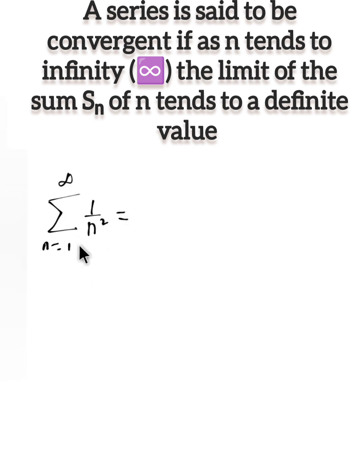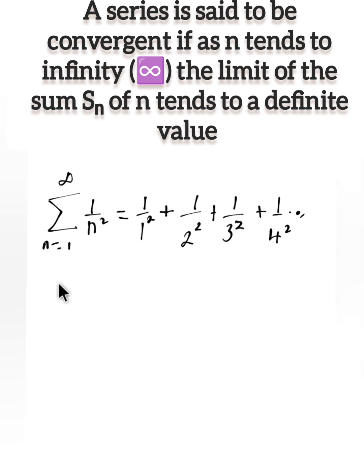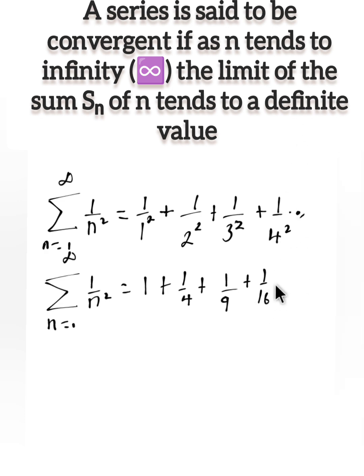Now if I were to express this series out, at n equals 1, this will be 1 over 1 squared, plus n equals 2, 1 over 2 squared, plus n equals 3, 1 over 3 squared, plus n equals 4, 1 over 4 squared, and it keeps on going to infinity. So the summation from n equals 1 to infinity of 1 over n squared is equal to 1 plus 1 over 4 plus 1 over 9 plus 1 over 16 to infinity.